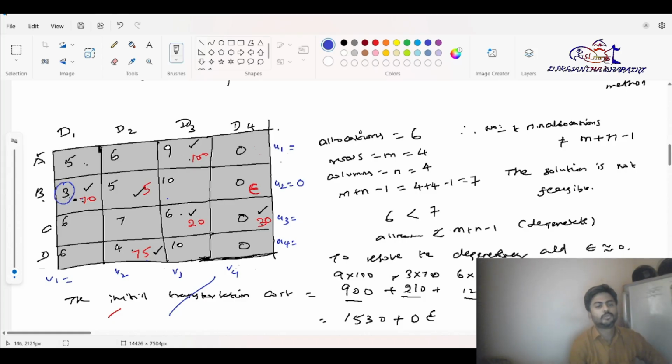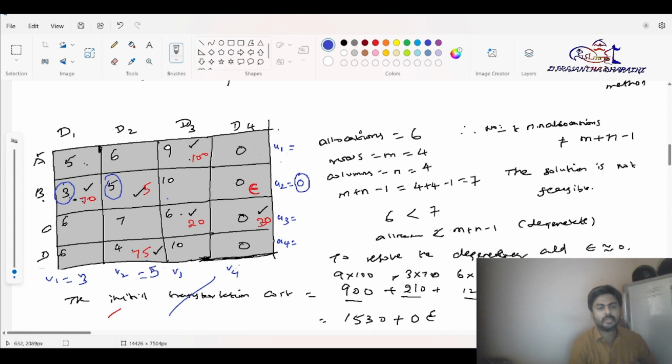This value should be the sum of v1 and u2. Since u2 equals 0, this v1 should be 3. So 3 plus 0 equals 3. This should be 0 plus 5 equals 5, so v2 plus u2 equals 5. Here you should not write anything because there is no allocation, so wait for the next step.